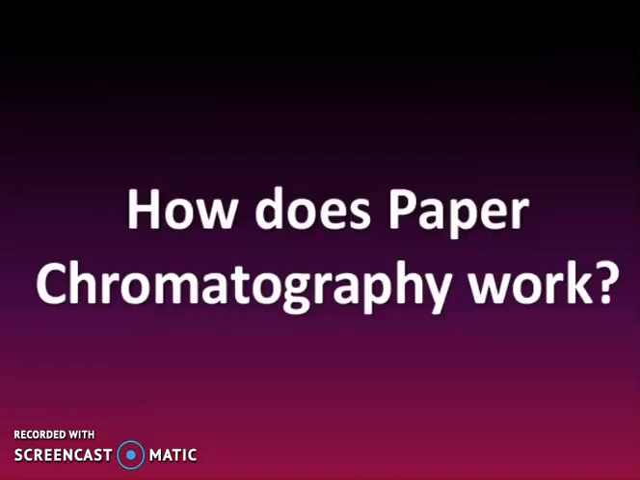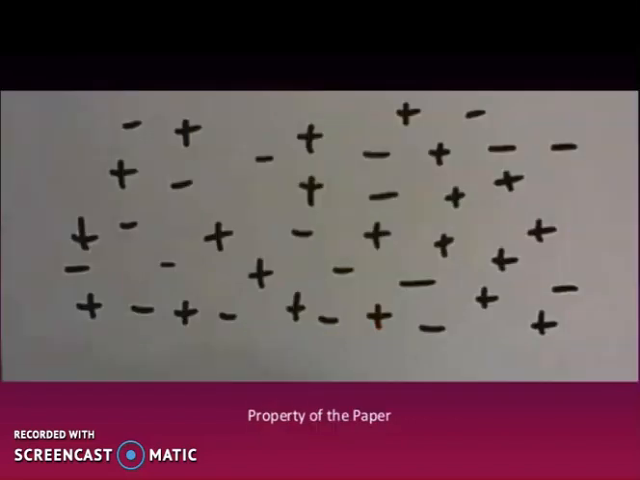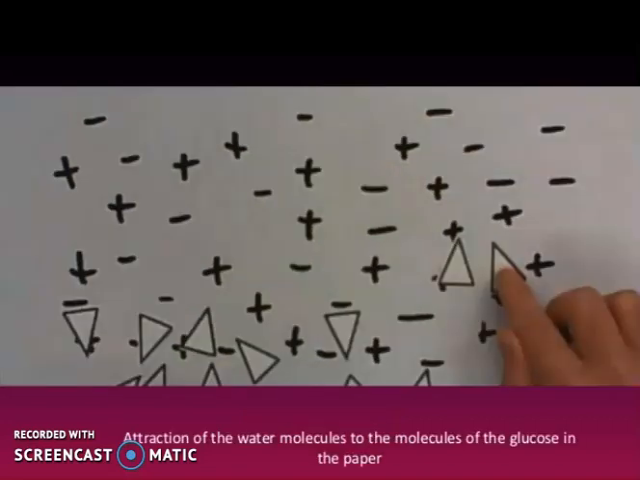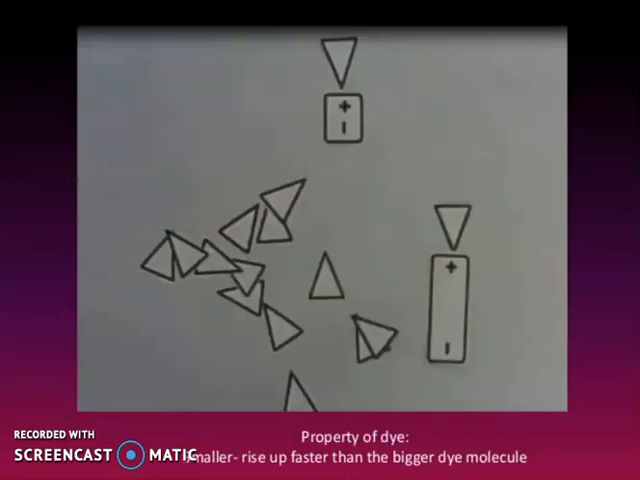So how does chromatography work? You can see the properties of water, negative and positive. So the properties of the paper are like that, positive and negative. Now the attraction of water molecules to the glucose molecules in the paper. You can see water molecules thoroughly scattered throughout the paper.